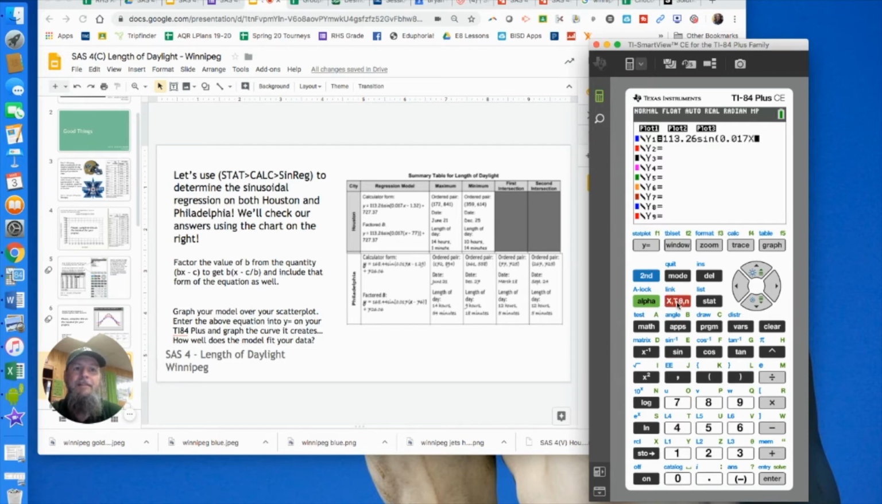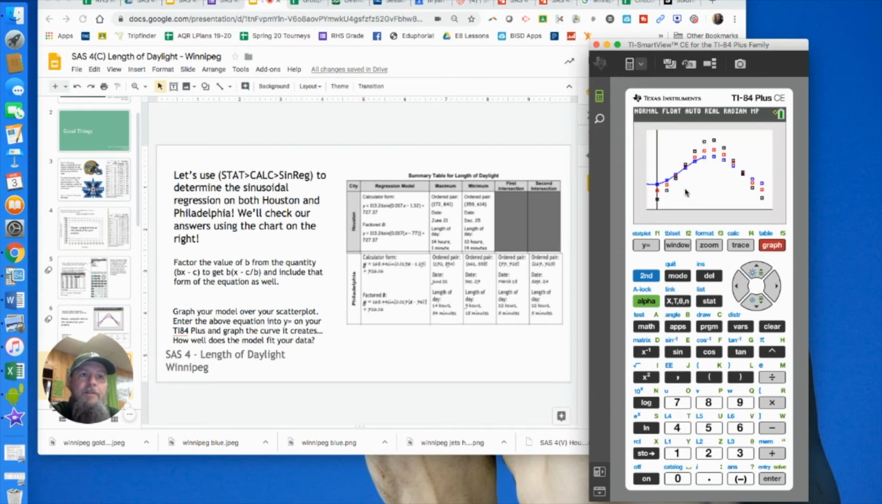You have to hit this. You can't just type x. Minus 1.32. Close the quantity and then add the 727.37. Now, when I graph it, it'll also graph that curve. And notice that it follows very closely, right on top of all those lines.